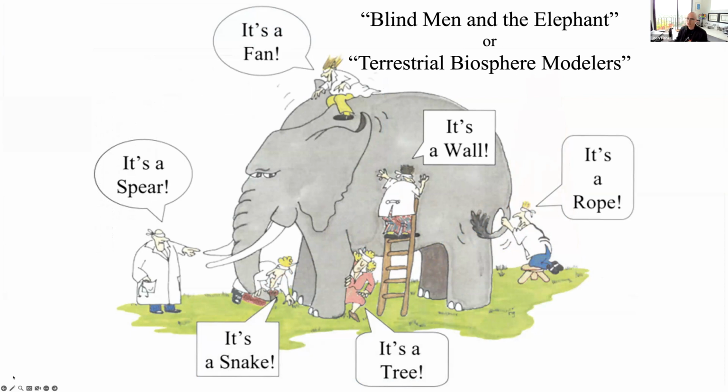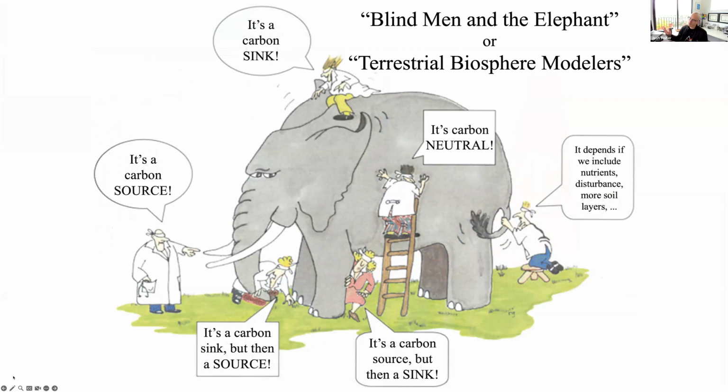It's like terrestrial biosphere models, where some are saying it's a carbon sink, then a source, and it depends if we include nutrients. So everybody's saying something different, but everybody is saying something kind of similar. And so the idea is, if we put these understandings, these model representations, these data sets together, perhaps we can start to piece together the elephant in the room, which is the future of the Arctic boreal region.